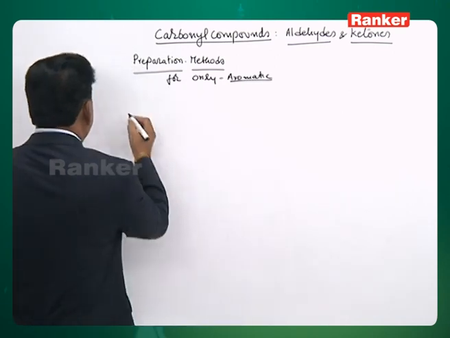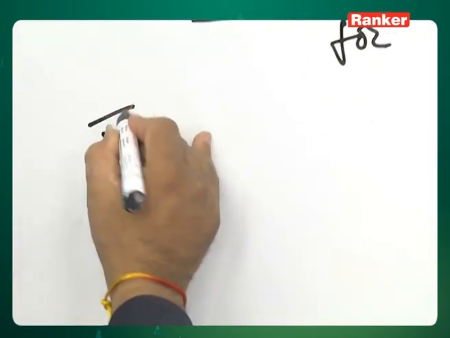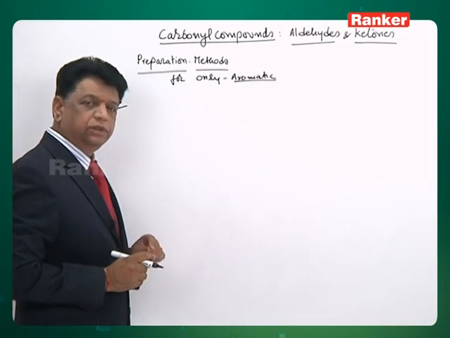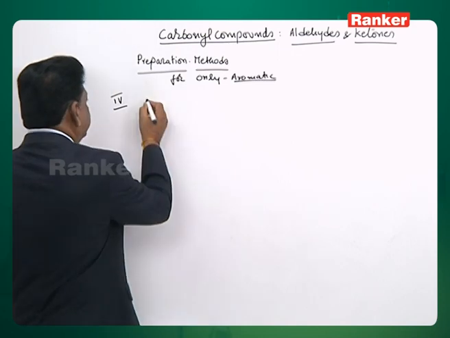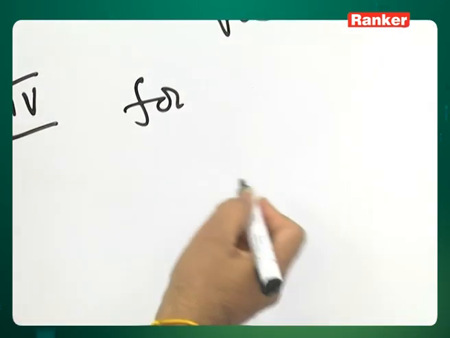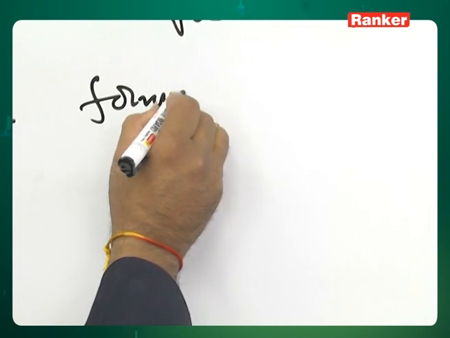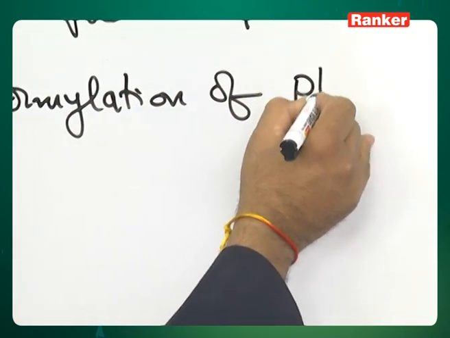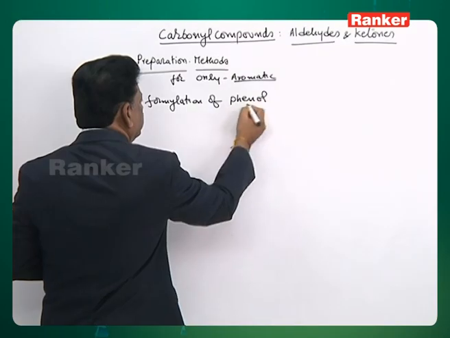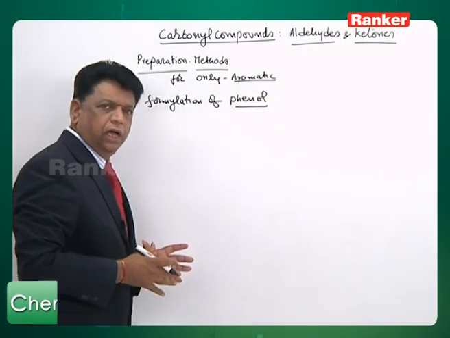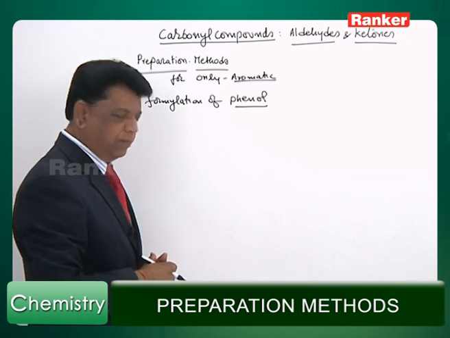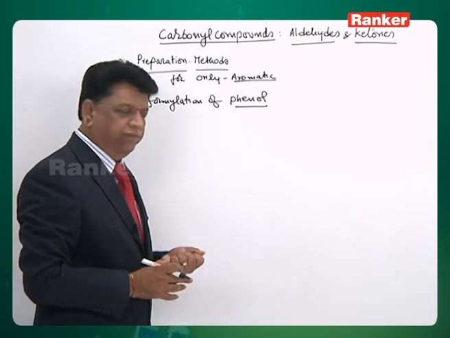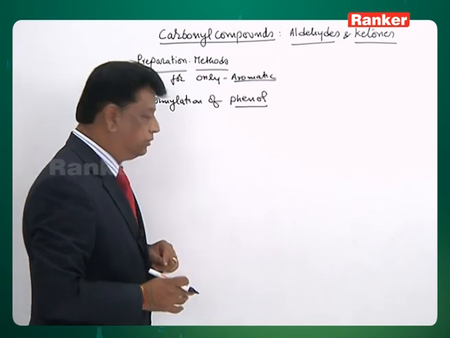So, let us go for another method, the fourth method. This is also for only aromatic, that too specifically it is a formaldehyde introduction, therefore called formylation. Formylation of phenol. So, the starting material is phenol, on which we are introducing an aldehyde, formaldehyde group. Actually, on benzene formylation is slightly difficult, but on phenol it is quite easy.